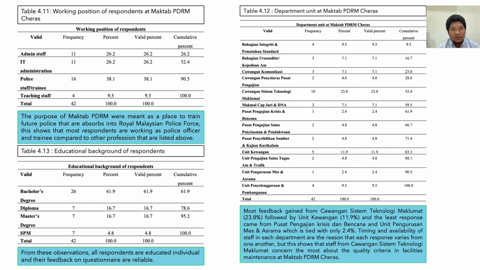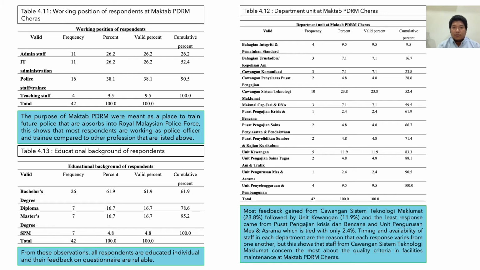As for educational background, based on the result of the questionnaire survey, all are educated, and the highest would be bachelor's degree, and the lowest educational level would be SPM. This shows that all occupants are educated. All respondents are educated individuals, and their feedback on the questionnaires is reliable.